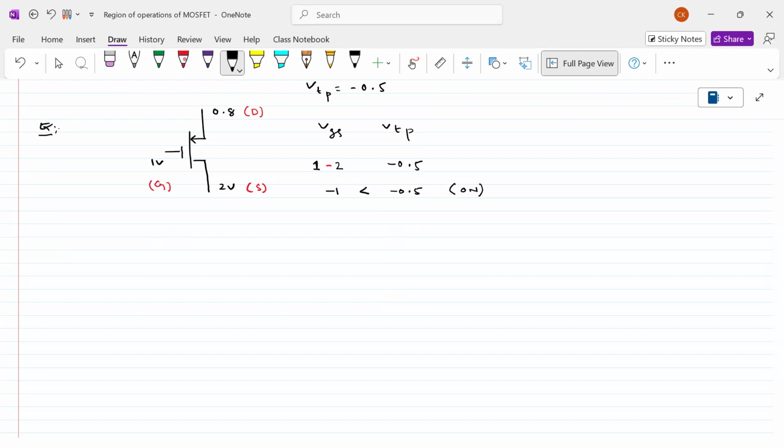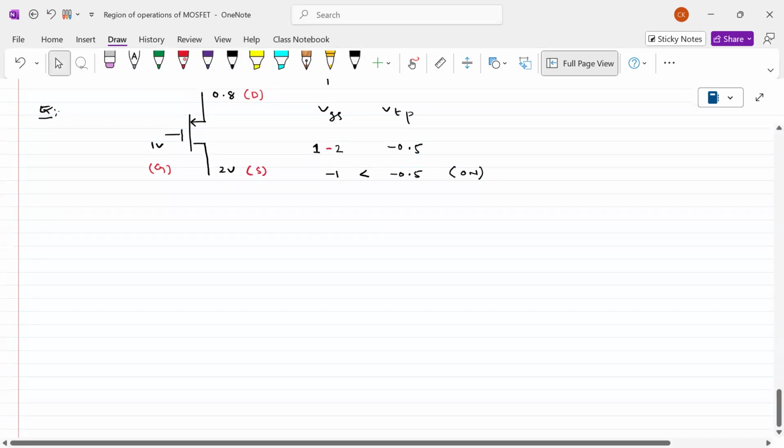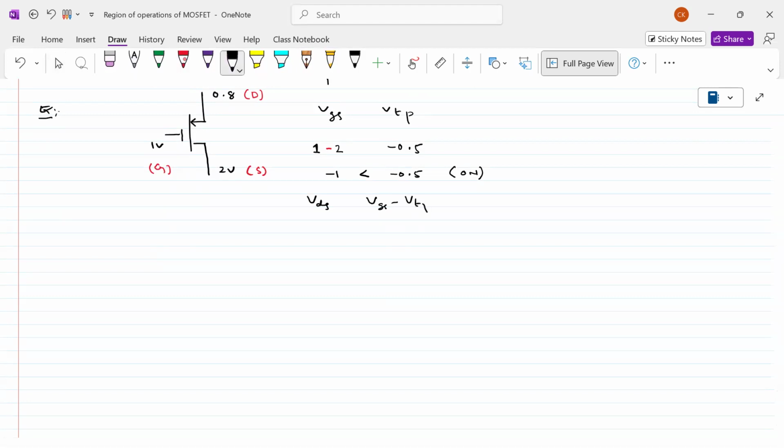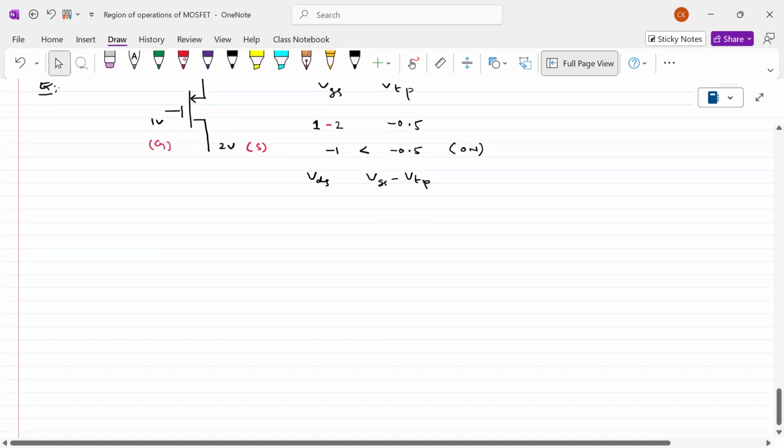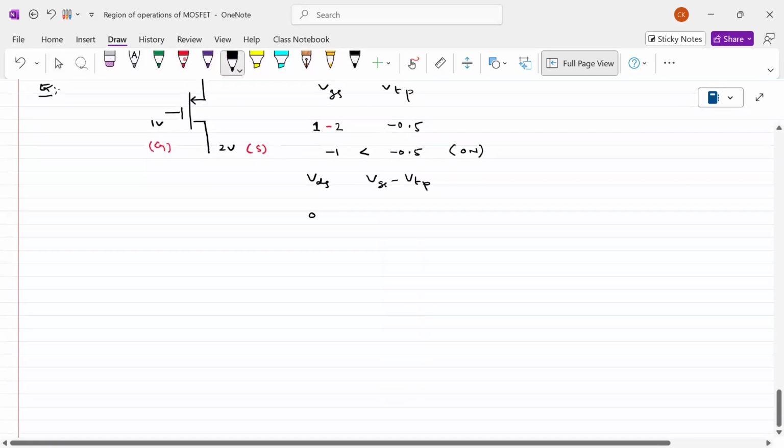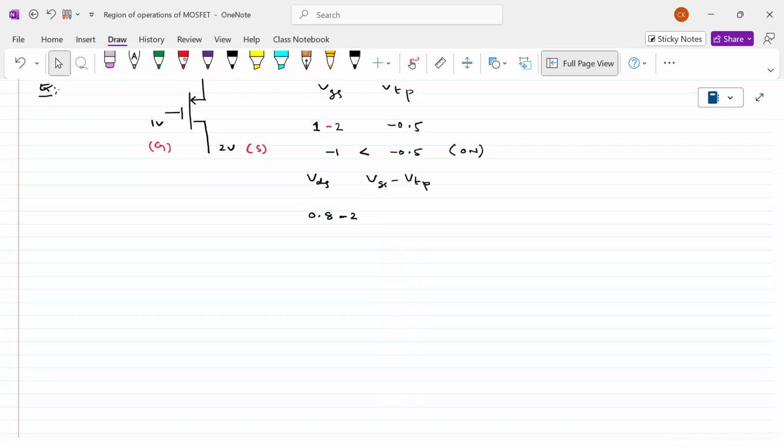Now, if it is on, we should compare VDS with VGS minus VTP. What is the VDS here? VD is at 0.8, minus the source, which is at 2 volts. So VDS is minus 1.2. And VGS minus VTP is minus 1 minus of minus 0.5, which should be minus 0.5.